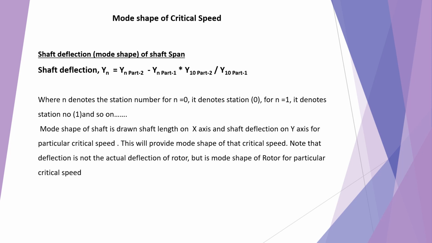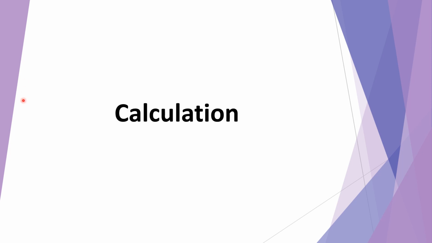So the mode shape of the shaft is drawn with shaft length on the x-axis and shaft deflection on the y-axis for a particular critical speed. This will provide the mode shape for that critical speed. Note that the deflection is not the actual deflection of the rotor, but it is the mode shape of the rotor for a particular critical speed. Now the calculation part.